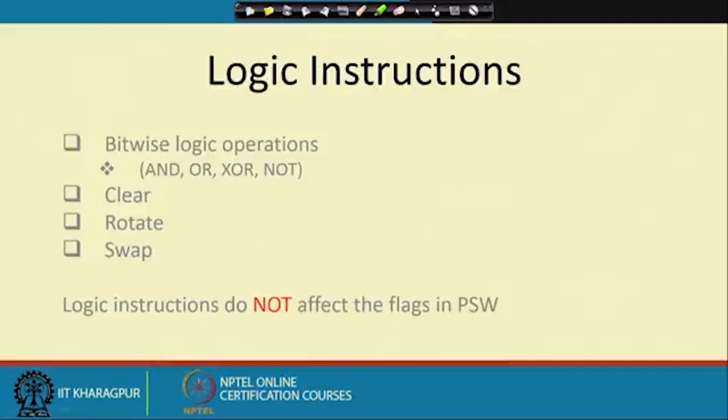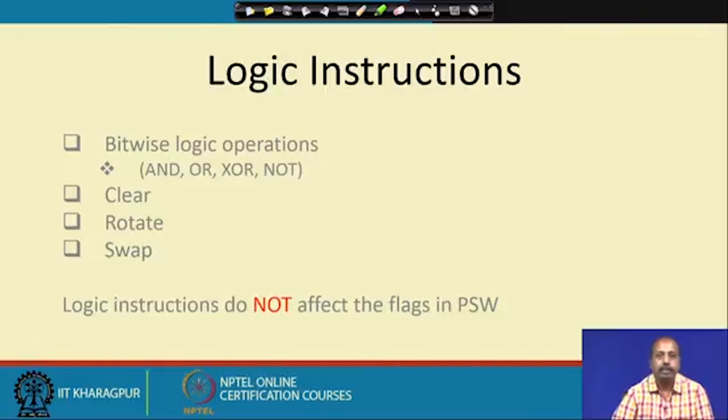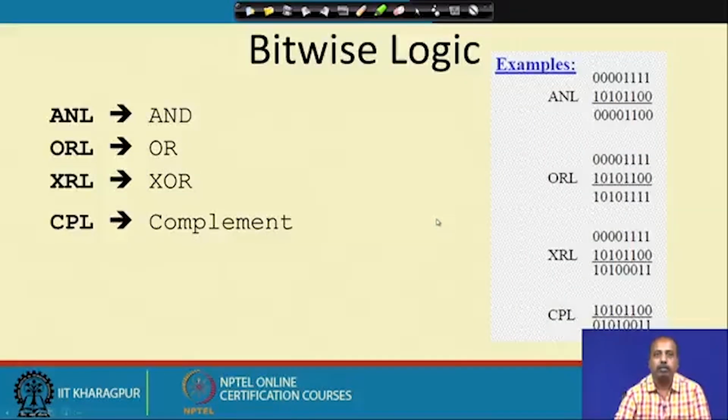Then we have the logic instructions AND, OR, XOR and NOT. These are the bitwise logic operations. Then we have clear, so we can clear a bit, and we can rotate a register. The A register can be rotated via carry, without carry, etc. Then we have swapping of nibbles. These logic instructions do not affect the flags in the PSW register. This is one of the very important things to notice, that these logic instructions will not affect the PSW flags, so we have to be careful while doing this check.